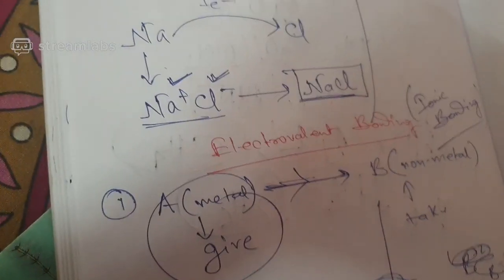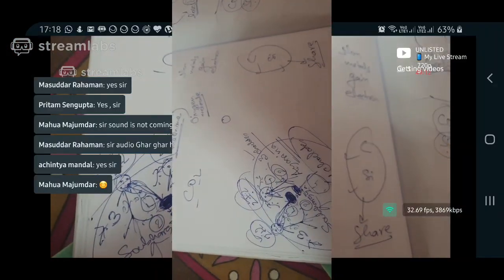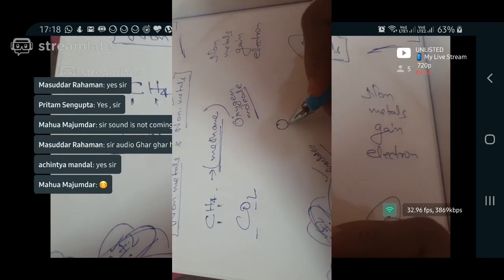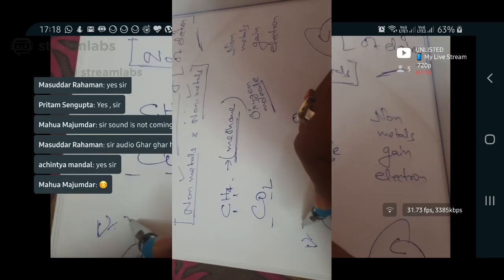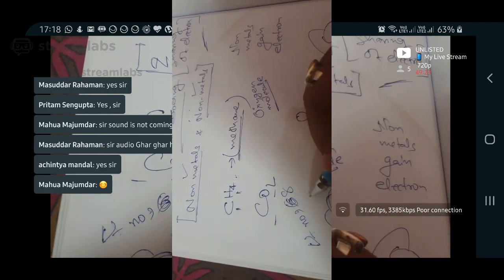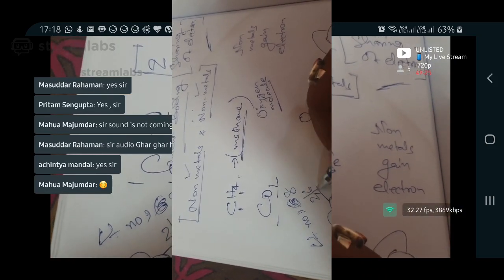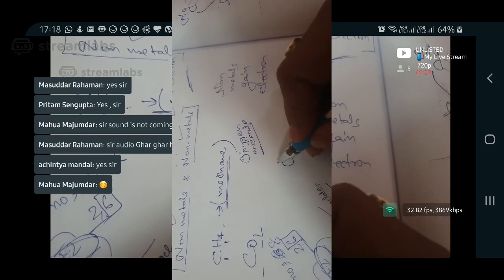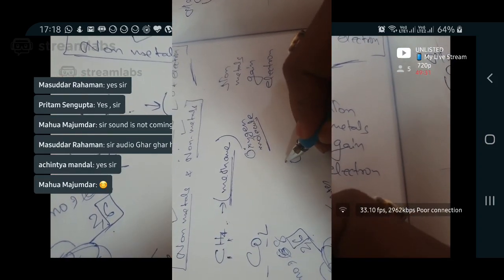Now, I will only draw as dots the electrons of the last shell. You know oxygen's atomic number is 8, so that means 2, 6. Only the last shell I will draw, which means I will only draw the electrons of the last shell.